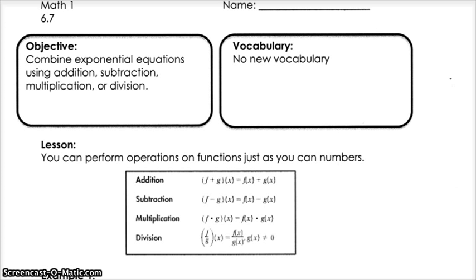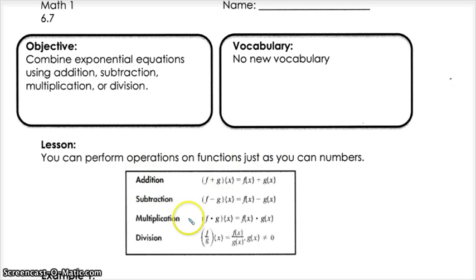Hey everyone, and welcome to today's lesson about combining exponential equations. The goal of today is to be able to combine exponential equations using our four operations: addition, subtraction, multiplication, and division. Looking down into the lesson, we see that we can perform operations on functions just as you can numbers.